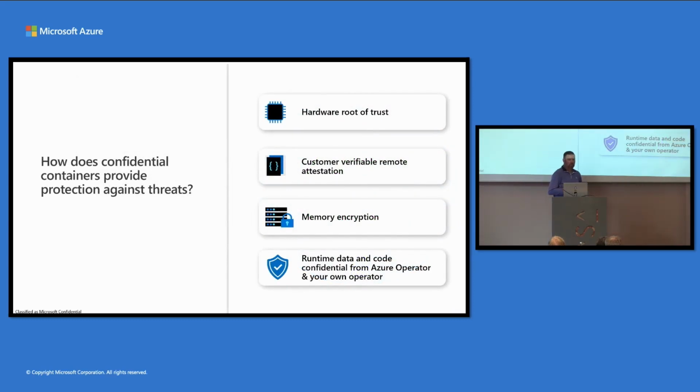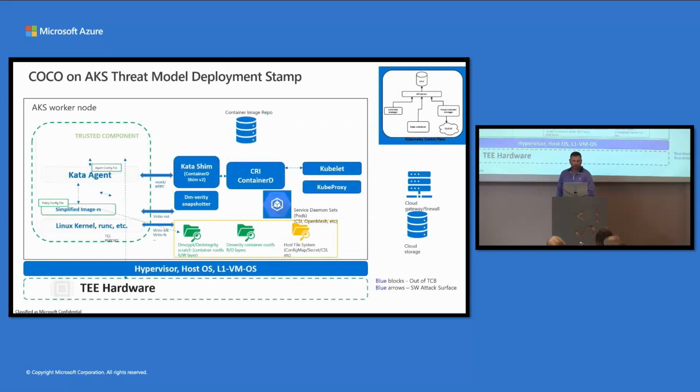And so how does confidential containers provide protection against threats? Hardware root of trust. Customer viable, verifiable remote attestation. That's the big piece, right? So through Microsoft Azure attestation, now I've got attestation to the state. And then memory encryption, and then runtime data and code confidentiality from Azure Operator and your own operator.